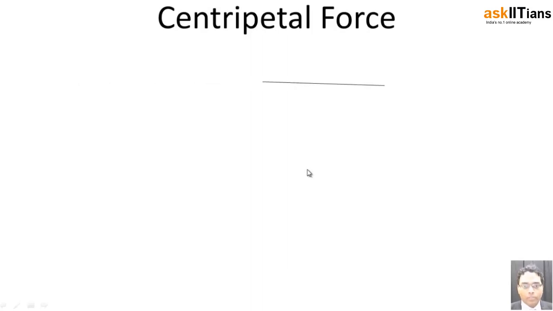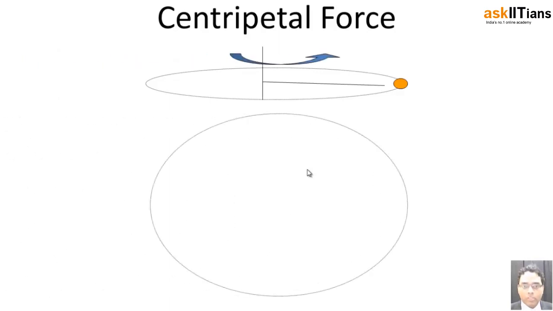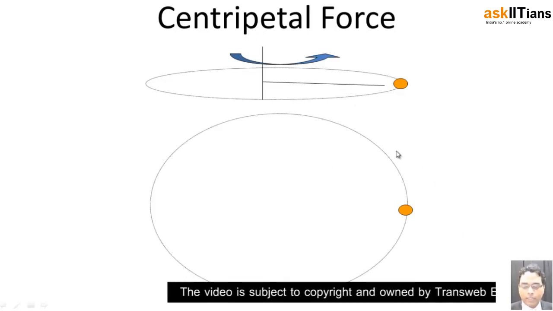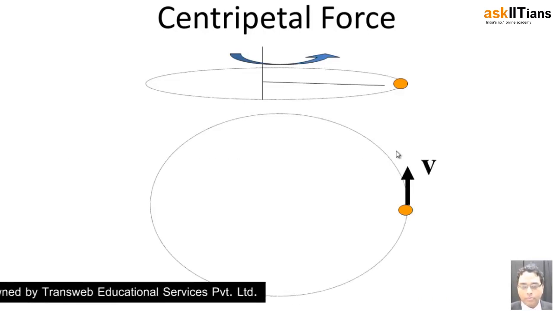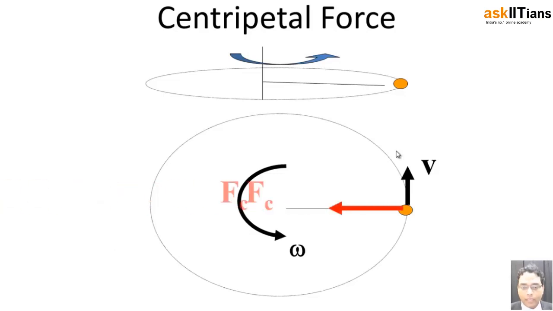So centripetal force, like we have discussed before as well. Supposing you have an object that is moving about an axis. This is, let's say, a top projection, a snapshot view of how it's going to be moving. Let's say v is the velocity with which this object is moving in a circular path with an angular velocity omega. At this point there is going to be a centripetal force acting towards the center.